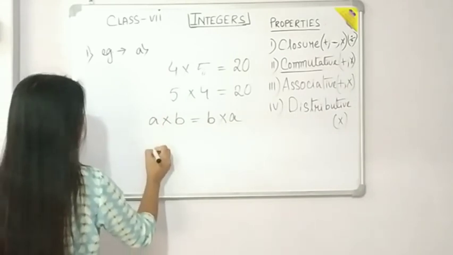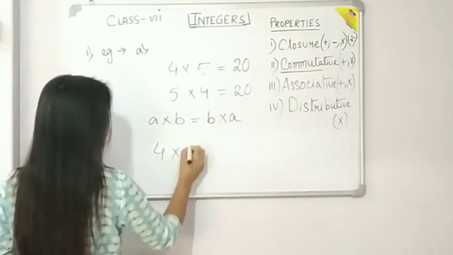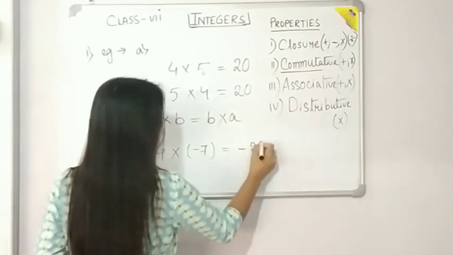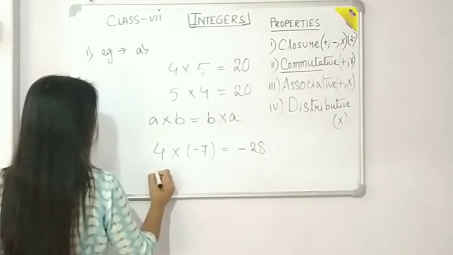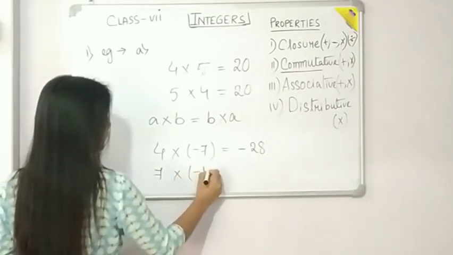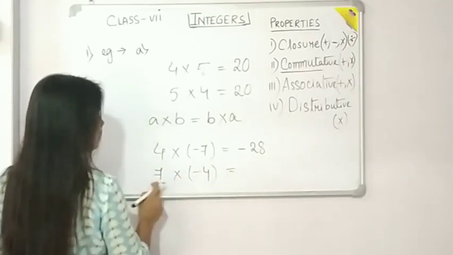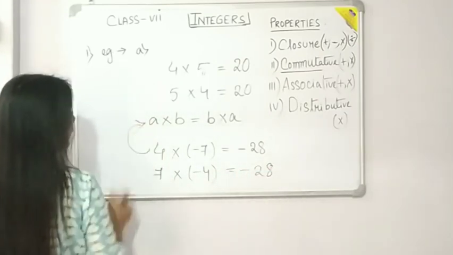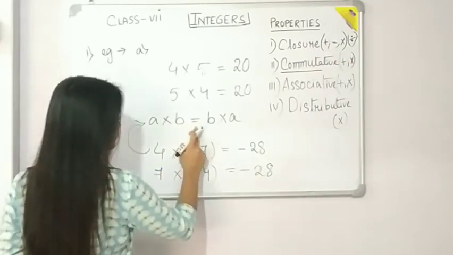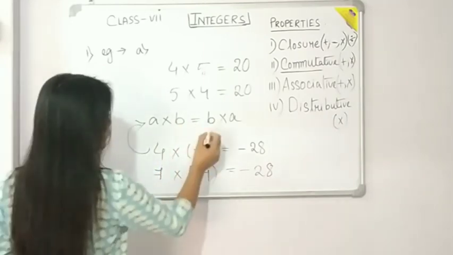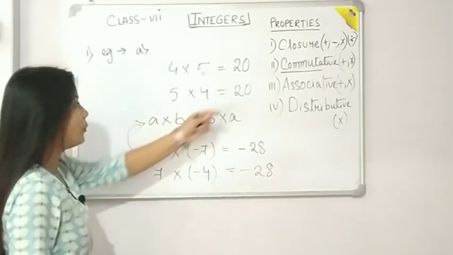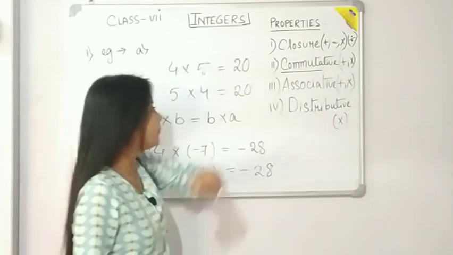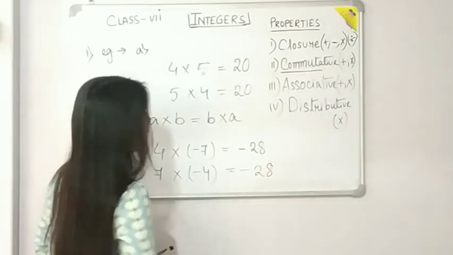Let us take another example. 4 into minus 7 gives you how much? Minus 28. And if we swap the numbers, then also my answer will remain the same, which says that a into b is equal to b into a. So commutative property is applicable only for addition as well as multiplication, neither subtraction nor division.